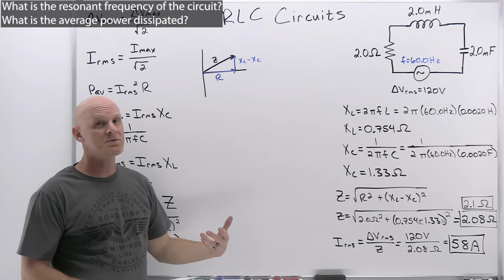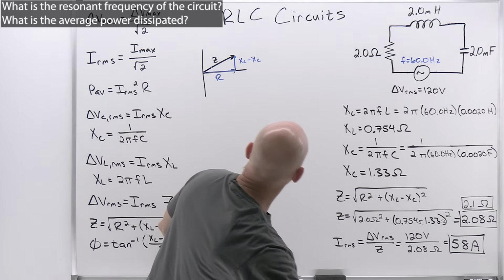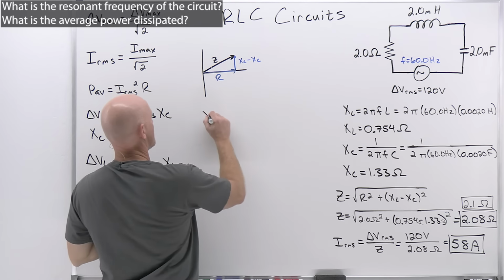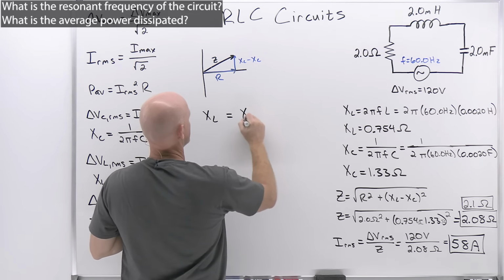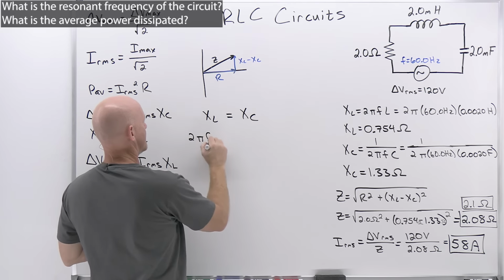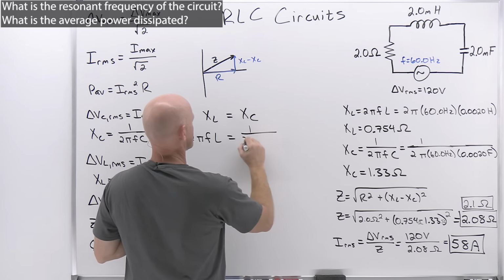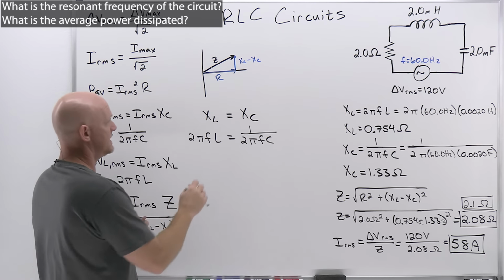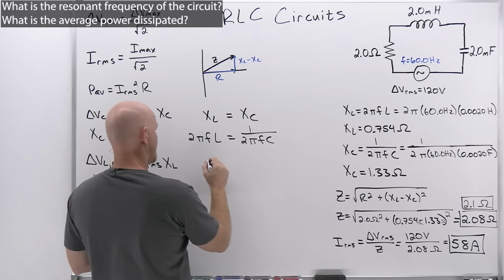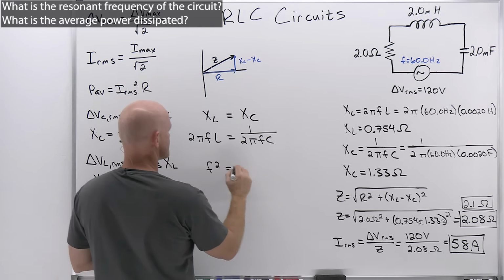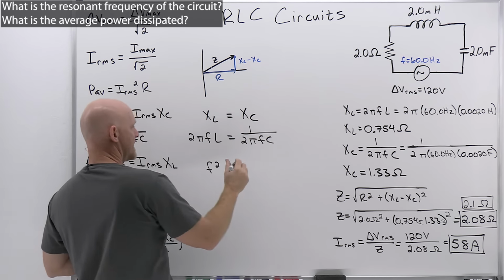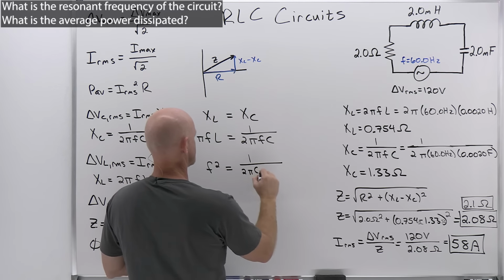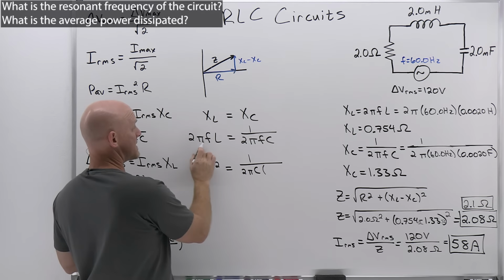Well, it turns out this happens at a specific frequency. The key is realizing that your inductive reactance and your capacitive reactance have to be equal. That's how we can solve for that condition of resonance in this case. So here we'd have 2 pi F L equaling 1 over 2 pi F C. If we rearrange this to solve for F, I'm going to multiply both sides by F, and we're going to get F squared on this side. Then I'm going to divide through, and we're going to have 1 over 2 pi C times 2 pi L.